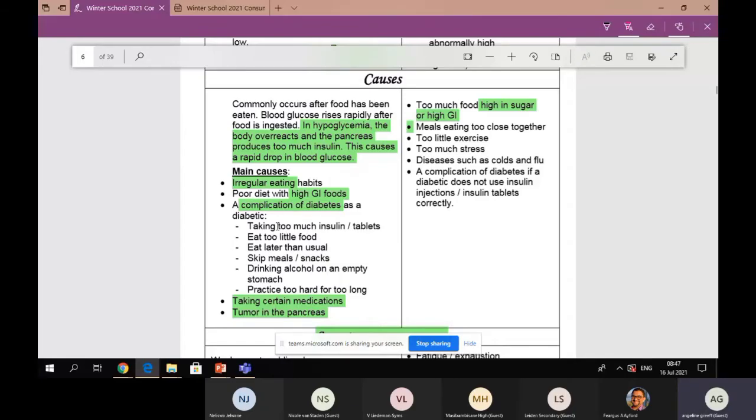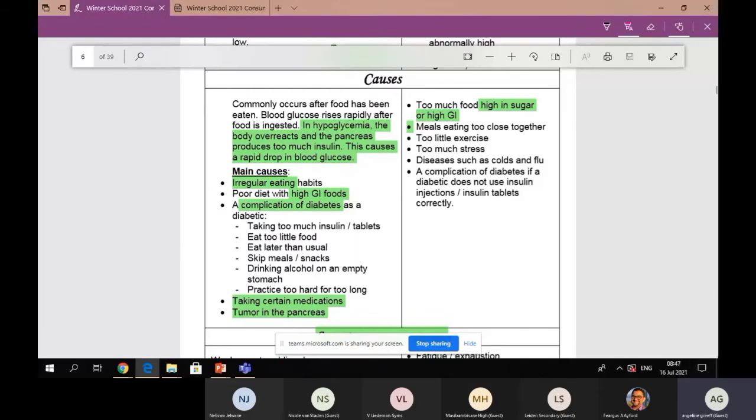Especially if they're taking too much insulin or tablets, eat too little food, eat later than usual, skip meals, drink alcohol, practice too hard, and also take certain medications. A tumor in the pancreas can cause this to happen too. So you need to know the differences between those two. Too much food that's high in sugar or high GI can also cause hyperglycemia. So that information is also important.